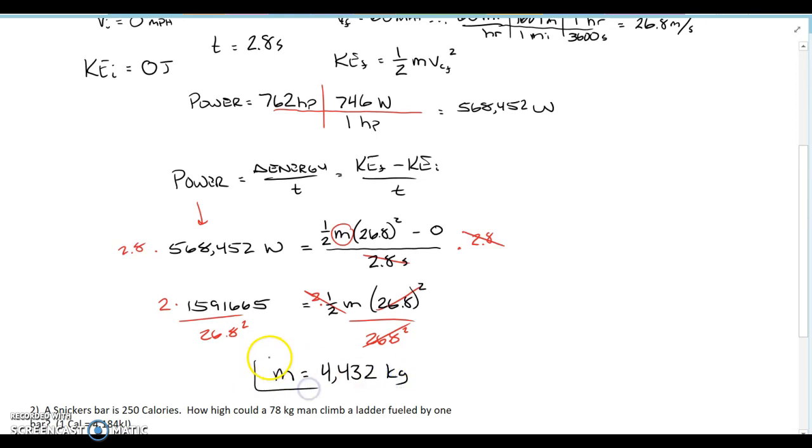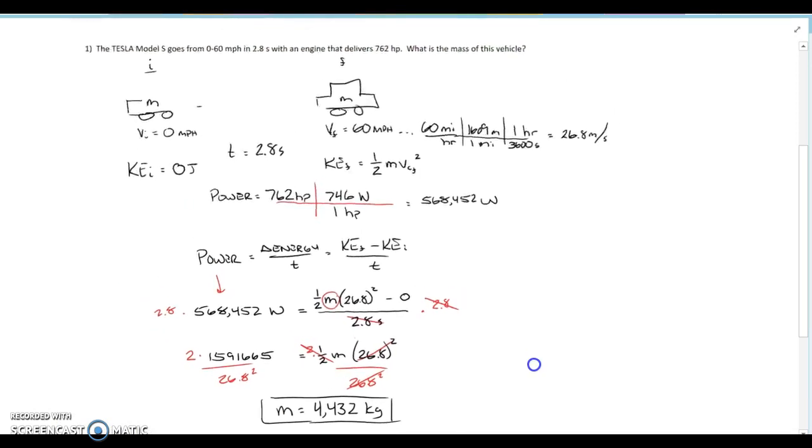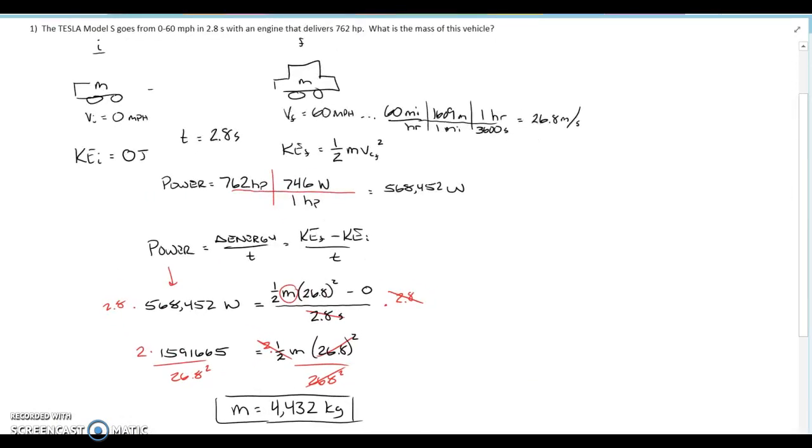It's a little more than what an actual Tesla is. When I created this problem, I gave it a little bit too much horsepower. I think an actual Tesla is right around 2,000 kilograms, which puts it around 4,500 pounds. Hope this is helpful.